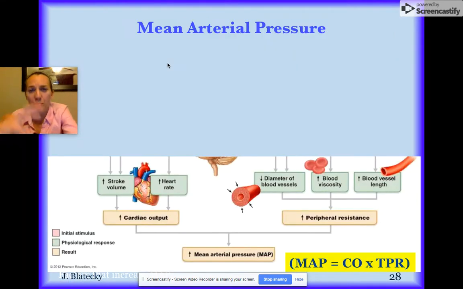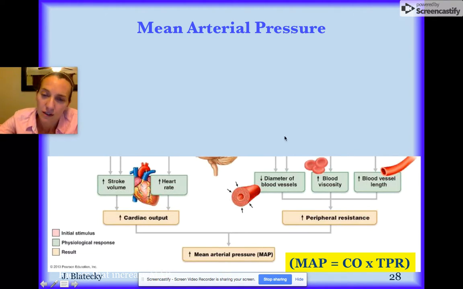If it helps you to bring everything together, this can be a nice picture. You've got our blood pressure down here, mean arterial pressure is what they're considering. Here's our cardiac output, times our total peripheral resistance. These are the variables that we know contribute to cardiac output, heart rate and stroke volume. And then over here, we've got the factors that are going to influence peripheral resistance.